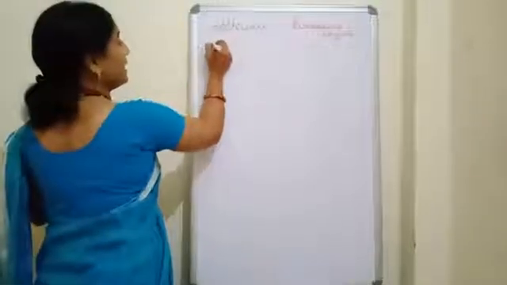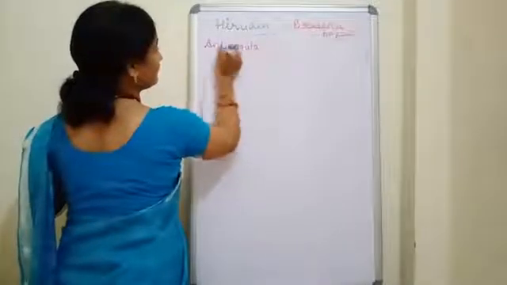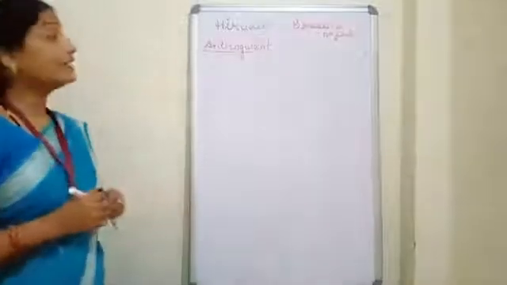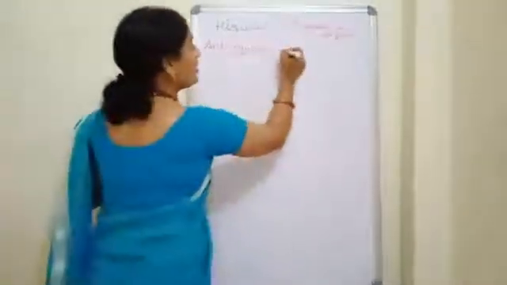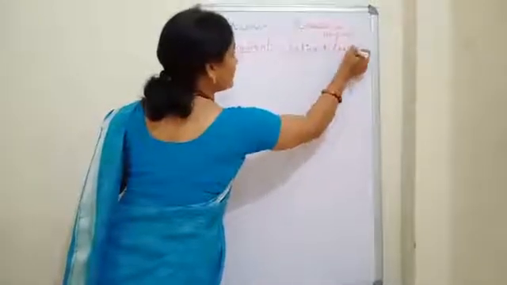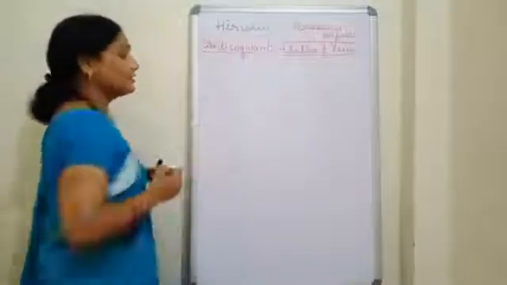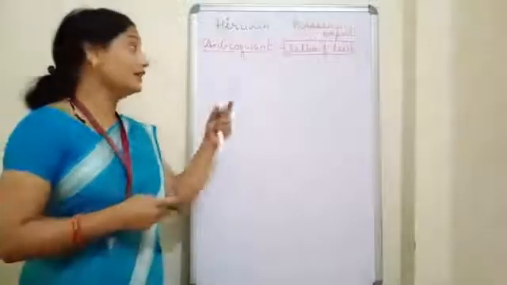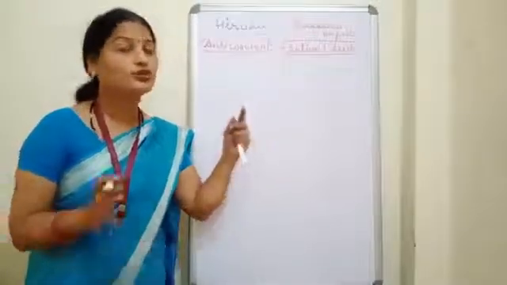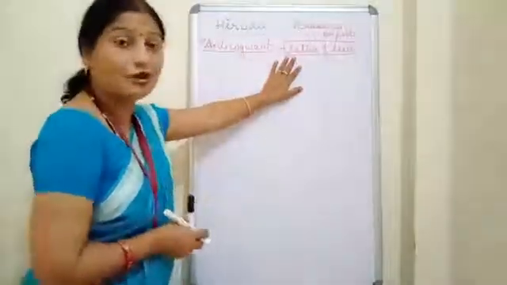Hirudin is an anticoagulant. Clear? And this Hirudin is found in the saliva of the leech. Important point to note down. What is this Hirudin? This Hirudin is an anticoagulant which stops blood clotting. Anticoagulant, you know the meaning of anticoagulant. And this is found in the saliva of the leech.